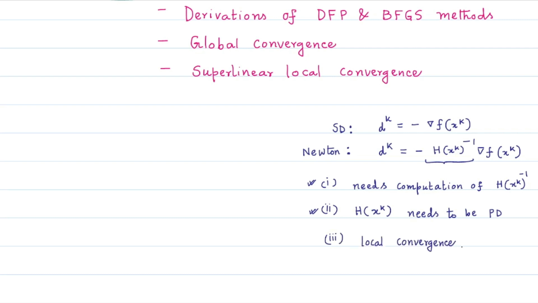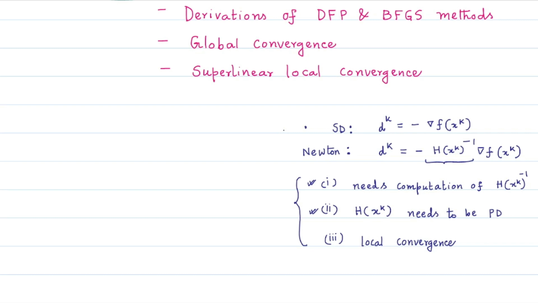That is, the initial point x0 has to be close enough to a stationary point, then only does Newton's method converge to a stationary point. So although Newton's method is a fast method, it has these three crucial drawbacks. And the steepest descent method, although not a fast method, does not have these three crucial drawbacks.